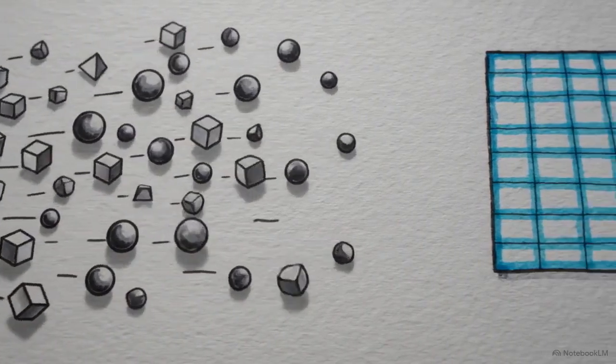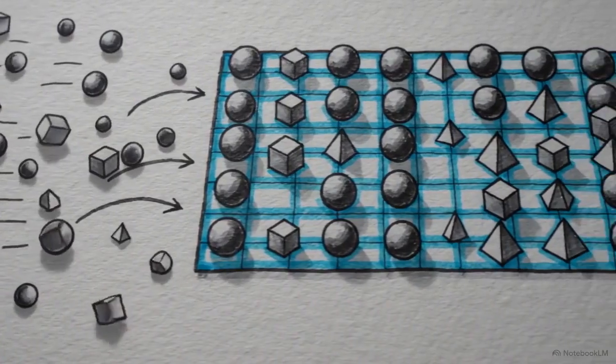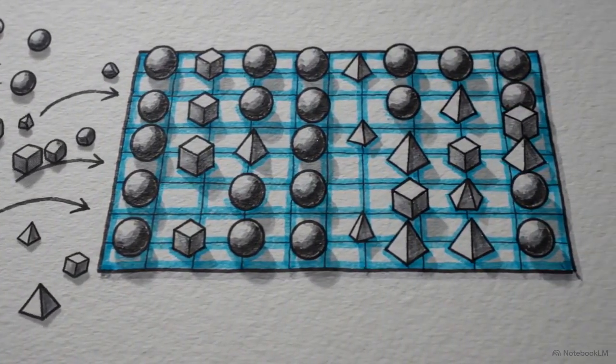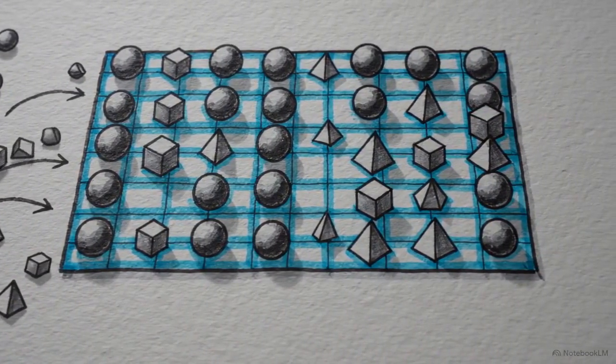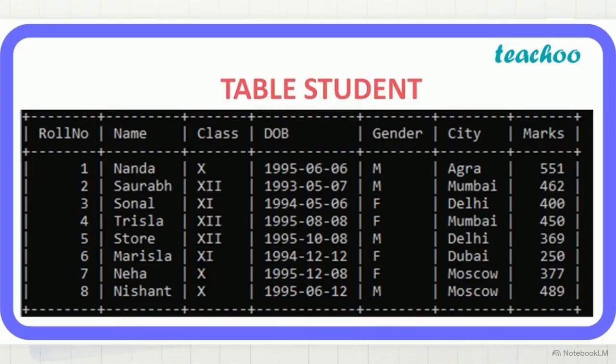Raw information often exists as a scattered, inaccessible mess. But when we snap those data points into a grid, we create a rigid, searchable system. We will transform a blank code editor into a functional college database using SQL. This table is our target.